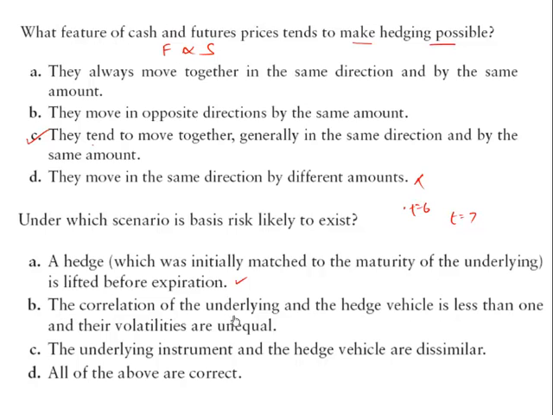The correlation of the underlying and the hedge vehicle is less than 1 and their volatilities are unequal. So if the correlation is less than 1, that means they do not always move together by the same extent, and the volatilities are also different. So yes, some basis risk may exist. The underlying instrument and the hedge vehicle are dissimilar. This is what we studied in the concept of cross hedging. So that also causes basis risk. So all of the above are correct.